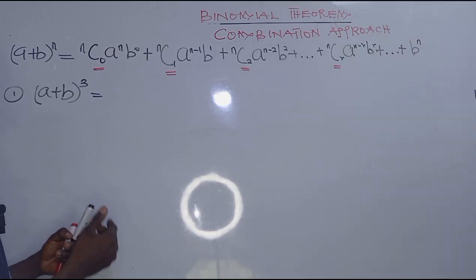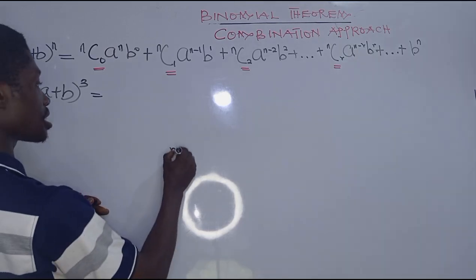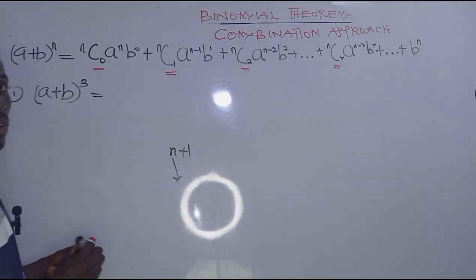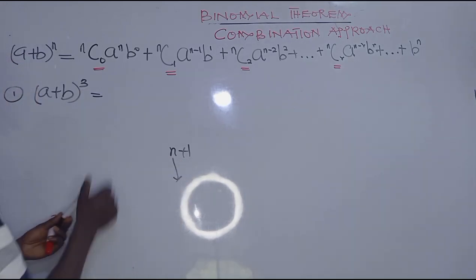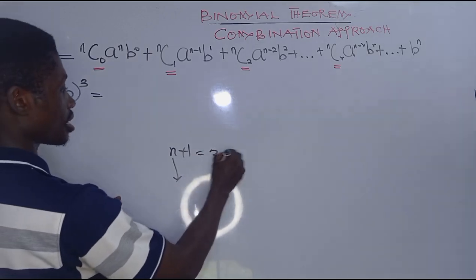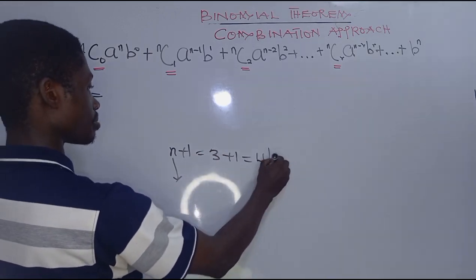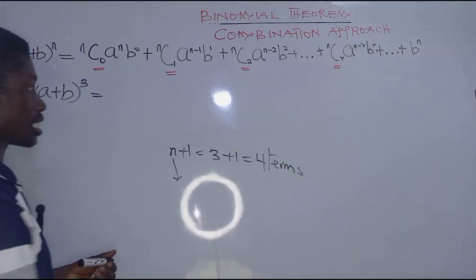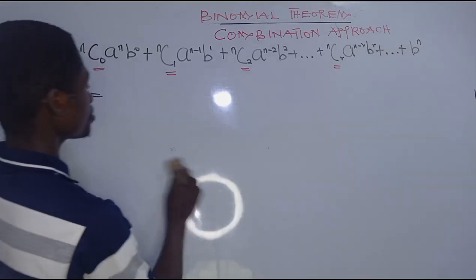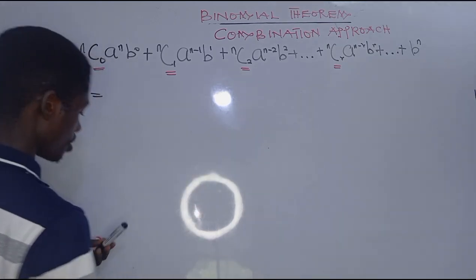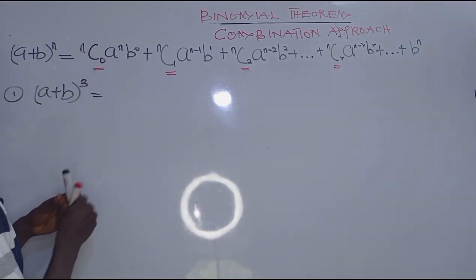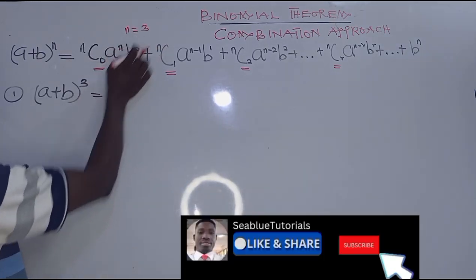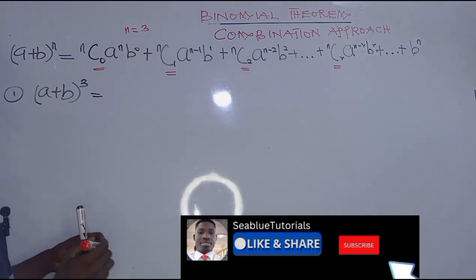So first of all, we have to find the number of terms, and we can do that using the formula n plus 1, where n is the power of the binomial expression. So we have 3 plus 1, that gives us what? 4 terms. So it means that at the end, we should have 4 terms. So we know that our n is equal to 3. So we are just going to substitute that in this formula, and then we are good to go.